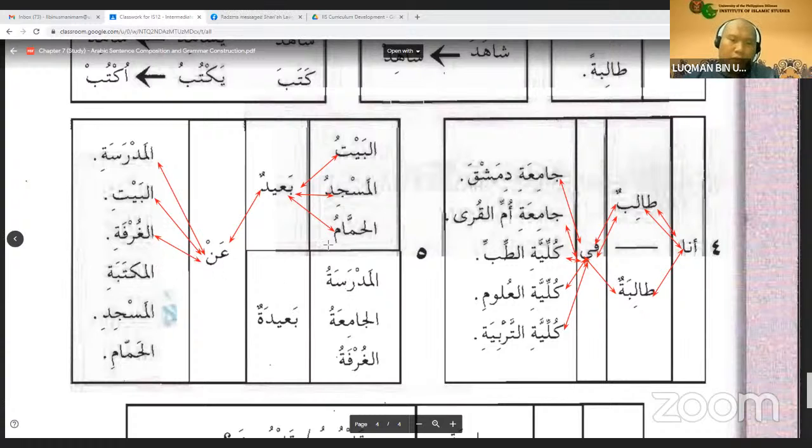Okay, this one is a feminine form. So you have to change the predicate. Al-madrasatu ba'idatun anil maktabati. Okay, the school is far from the library. Al-jami'atu ba'idatun anil masjidi. So the university is far from the masjid. Al-ghurfatu ba'idatun anil hammami. The room is far from the washroom. Okay.